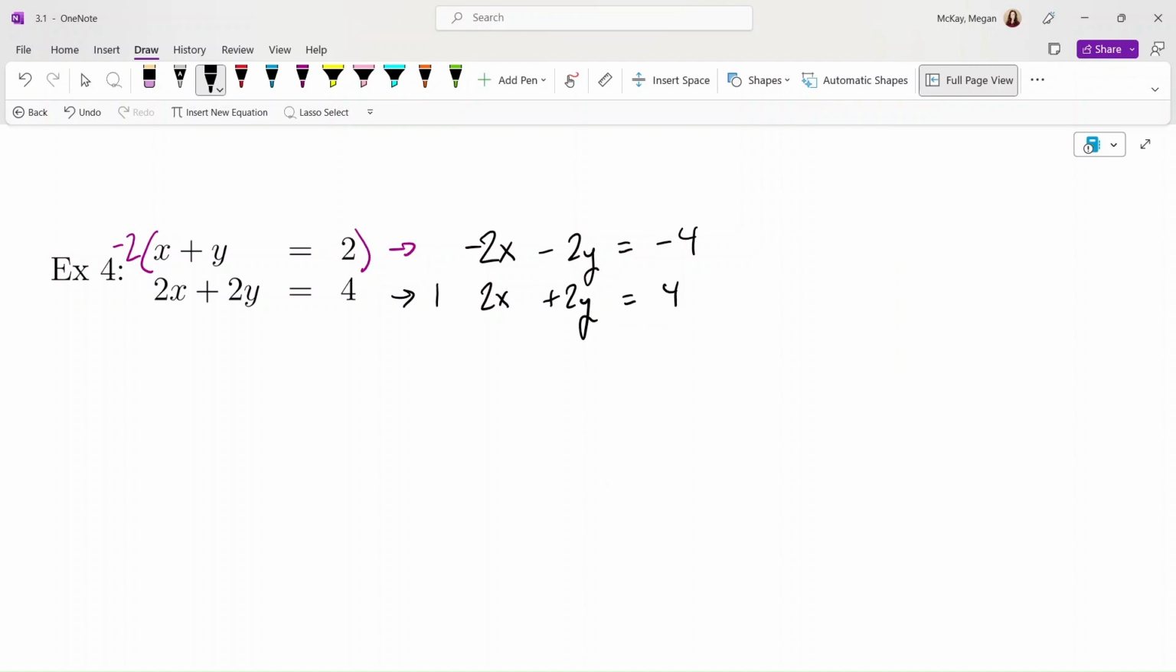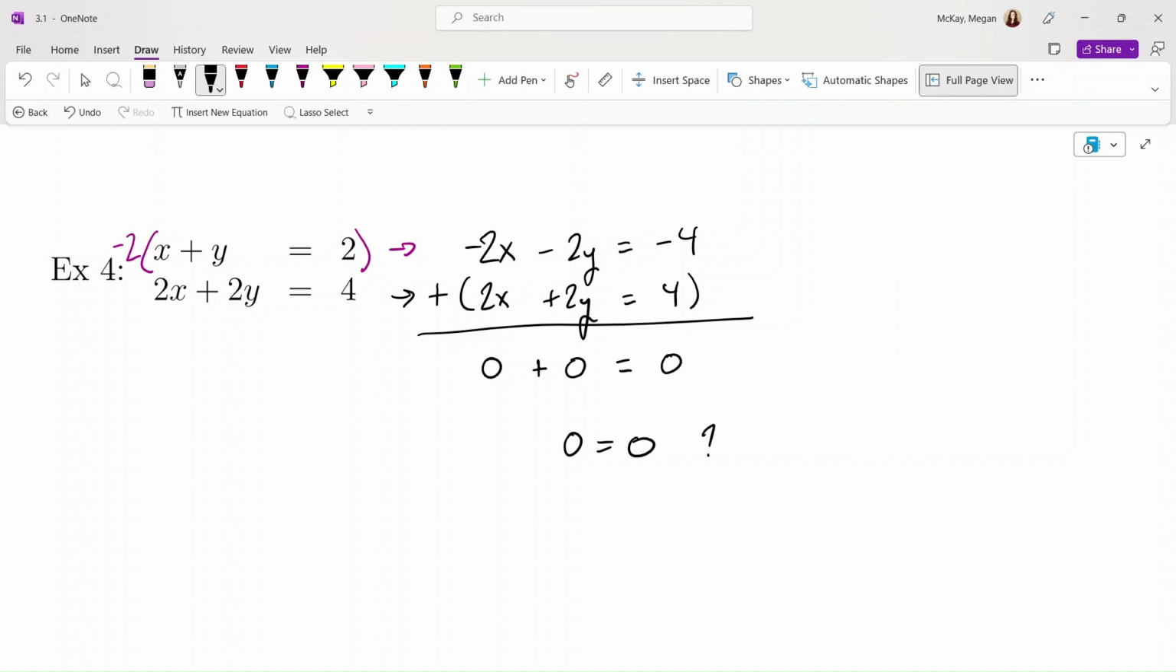We're going to add these two equations together. So here we have negative 2x plus a positive 2x gives us 0. Negative 2y plus a positive 2y also gives us 0. And then negative 4 plus a positive 4 also gives us 0. So what we have here is that 0 equals 0, and what does that mean?